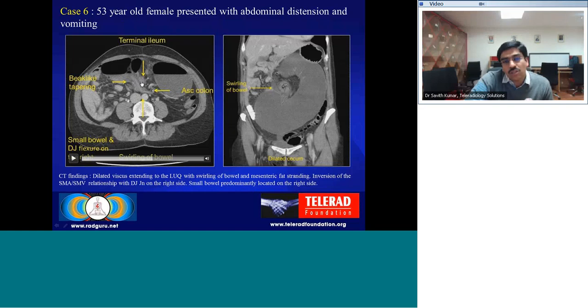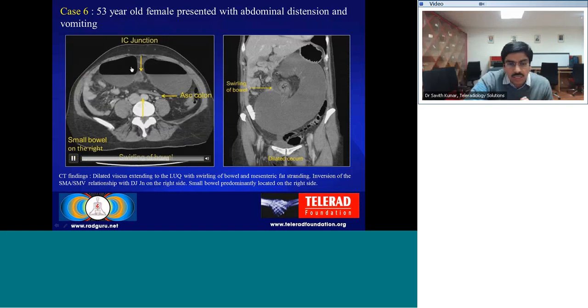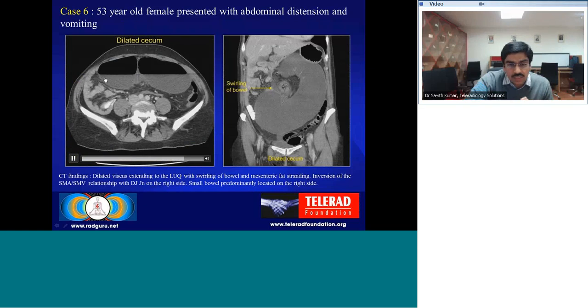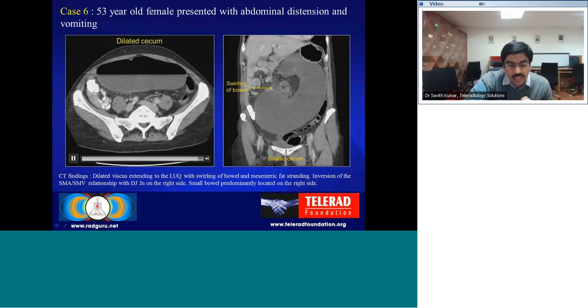And this is the terminal ileum, which is collapsed and also involved in the twist. So the proximal site of transition is the region of the terminal ileum, and the distal site of transition is this region of the large bowel, which is seen as beaking. This is the swirl or a twist. This is the ileocecal junction, and this is the dilated cecum and the adjacent ascending colon.